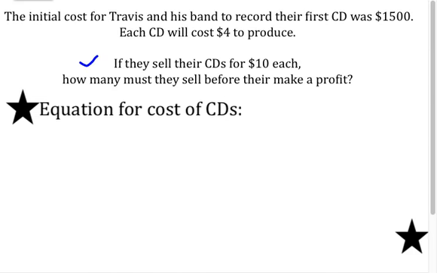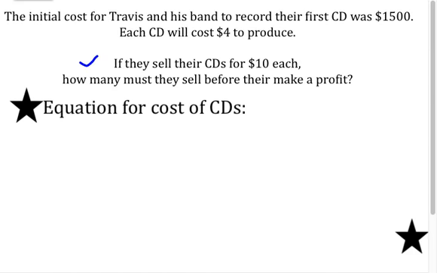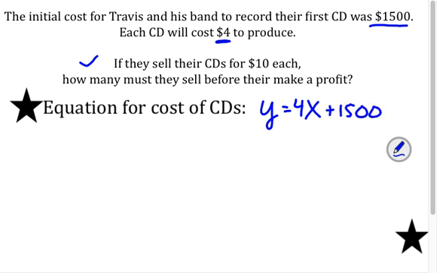is this. Find the equation for the cost of the CDs. If x is the number of CDs that they're going to produce and sell, we'll let y equal their total cost. So we're going to write our equation in slope-intercept form, y being our total cost. It's going to cost $4 for each CD, so that's 4x. But they have an initial upfront fee of $1,500. So this is the equation that could be used to express their total cost.